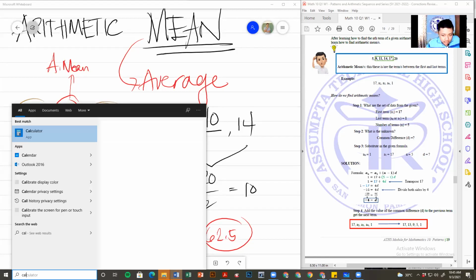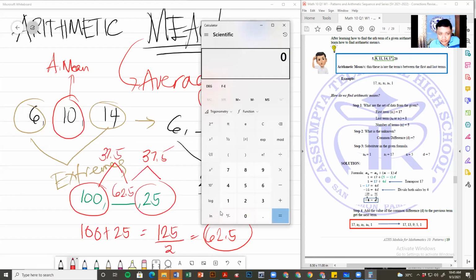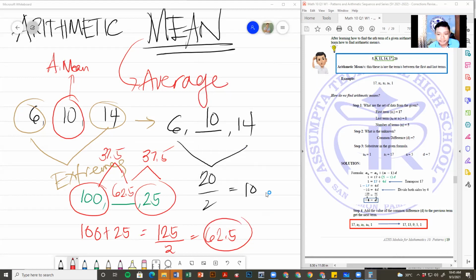Just to double check, with the calculator: 100 minus 62.5, there, 37.5. So the common difference is 37.5. Let's also try 62.5 minus 25. There, it's still 37.5. So that's arithmetic mean. That's what we do when there is only one arithmetic mean.